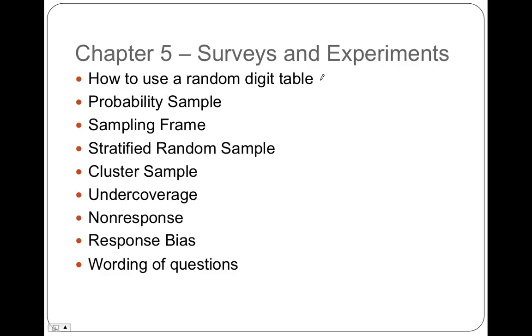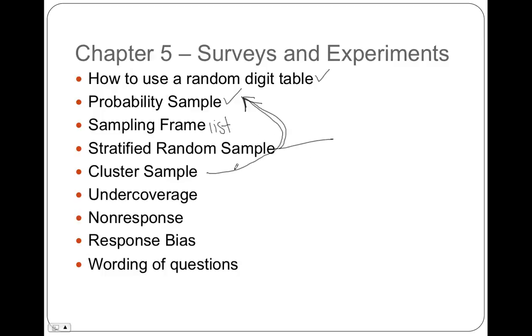We need to know how to use a random digit table, so if that's something that's tricky for you, please go back and watch that video. Probability sample is any sample that uses probability to select. So that could be a simple random sample, a stratified random sample, or a cluster sample. Okay? Your sampling frame is the list that you make before you put names in a hat, for example.